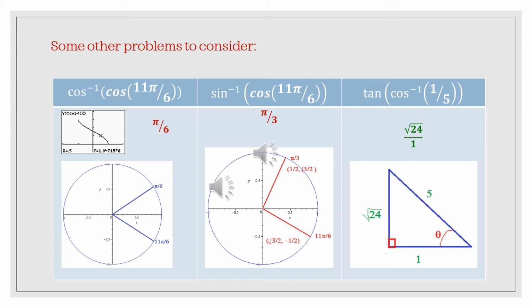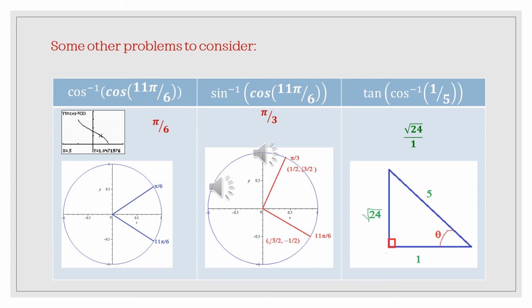Now, what if I was considering inverse sine of cosine of 11 pi over 6? Remember, cosine of 11 pi over 6 is the square root of 3 over 2. So this is asking, what is inverse sine of square root of 3 over 2? Well, what is inverse sine of square root of 3 over 2? Oh, it's 60 degrees, or pi over 3. So we're going to answer pi over 3 because we're asking, what is the inverse sine value of square root of 3 over 2? It just happens that cosine of 11 pi over 6 is square root of 3 over 2.